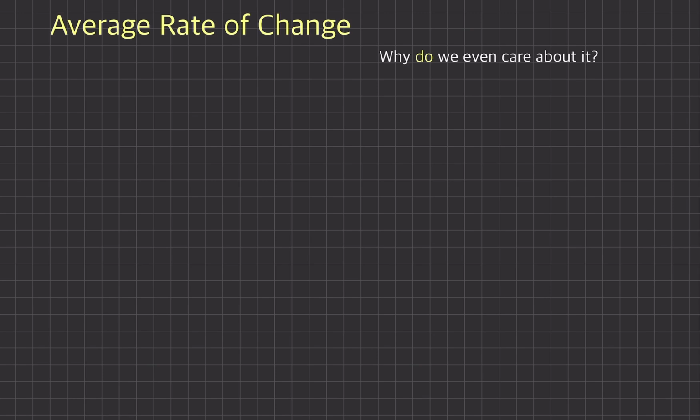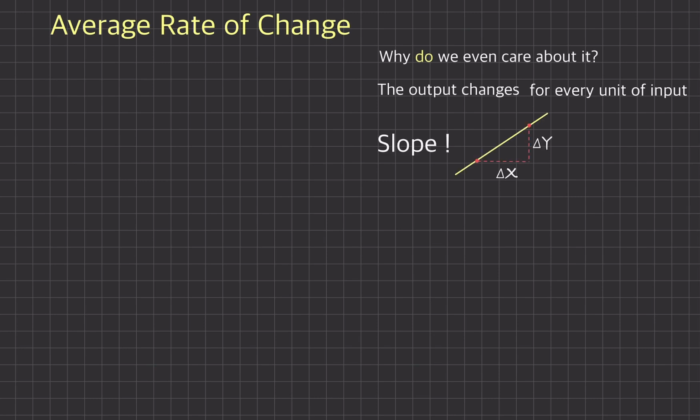Today we are going to learn how to find the average rate of change. But first, why do we even care about it? It tells us how much the output changes for every unit of input. That's exactly what a slope means, how much the output changes for every unit of input. So, the average rate of change is just the slope between 2 points.